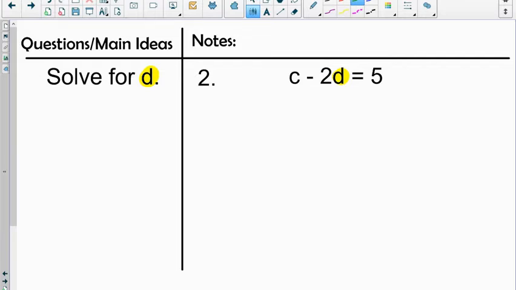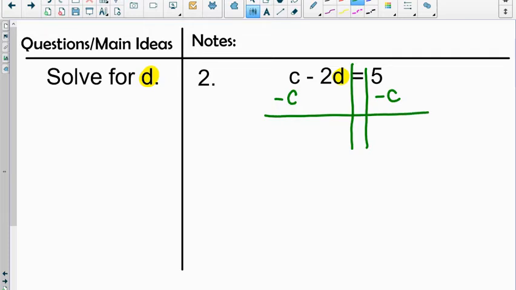So if we think of how those operations were applied to the letter d, d was multiplied by 2, or technically negative 2, and then c was added to that, c minus 2 times d. So we're going to work backwards. We're going to start by moving the c to the other side. I draw my train tracks, and because c is positive, I can move it to the other side by taking it away.